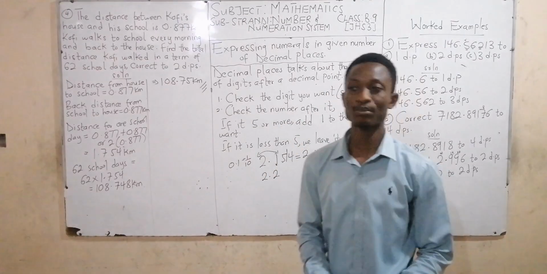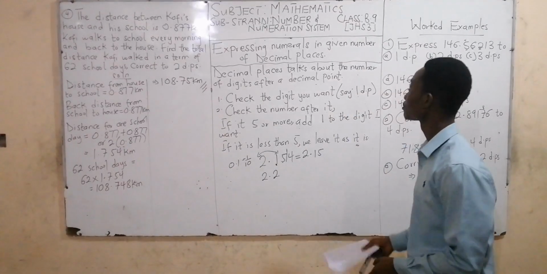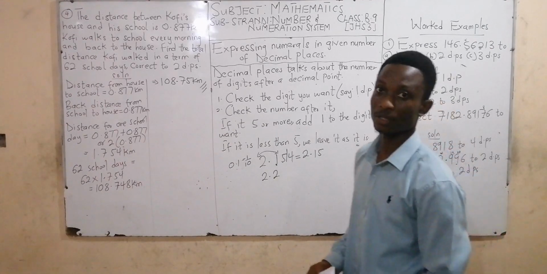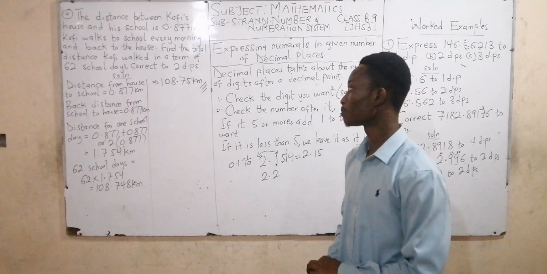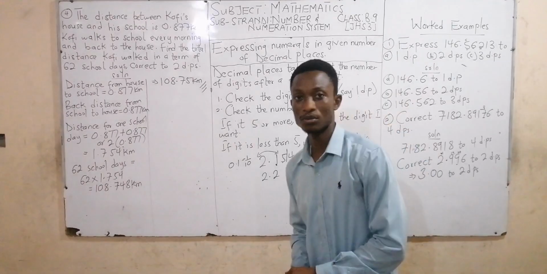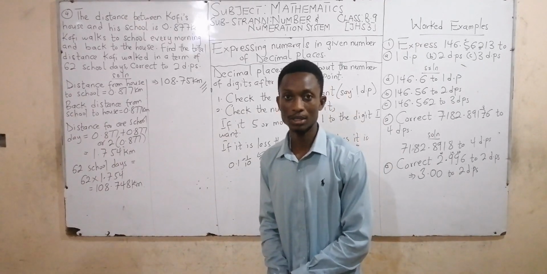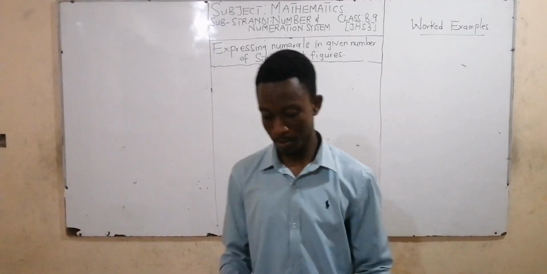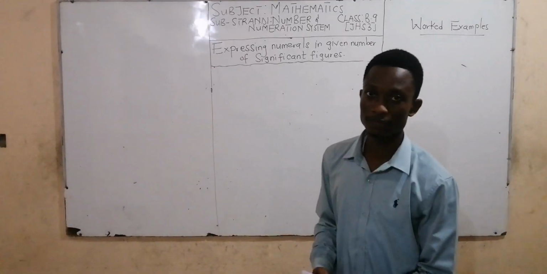Very easy and simple topic in maths. Those in Basic 9 or Form 3 are doing this topic as the first topic for the term, and I managed to prepare this lesson for you. Now let us look at significant figures before we bring our lesson to an end. We are going to look at expressing numerals to a given number of significant figures.